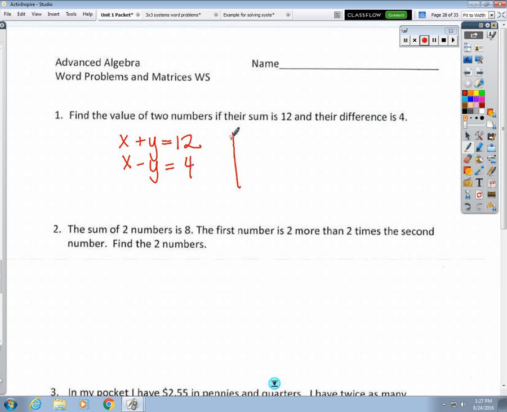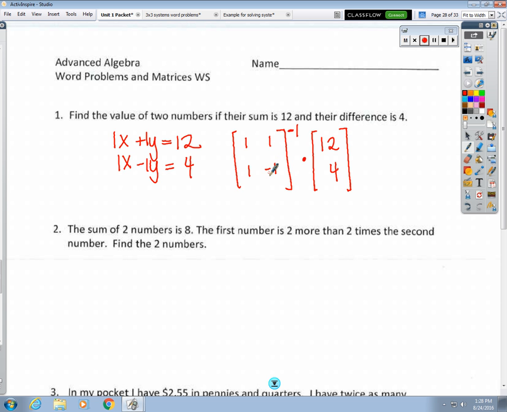You create a matrix. What elements go in this coefficient matrix? Right? Okay, you're just looking right here. 1, 1, 1, and negative 1. You're going to take the inverse of that matrix, and then you multiply it by what we call the constant matrix, these numbers that are not beside a variable. That's 12 and 4. And then you just type it in the calculator just like you see it.